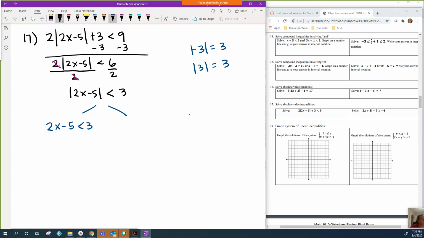Two x minus 5 is greater than negative 3. Okay, 2x minus 5 is greater than negative 3. Right? I've got to change that number to a negative and flip the inequality sign. And the other thing we need to look at here is this symbol, because it is going to tell us whether it is an and statement or an or statement.